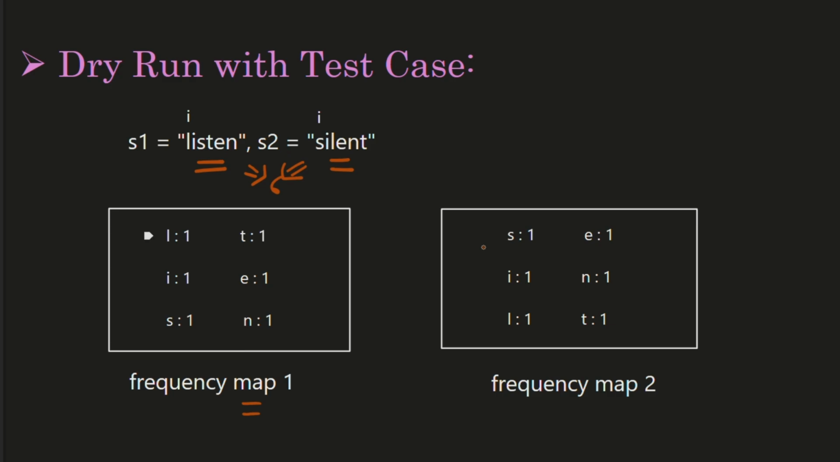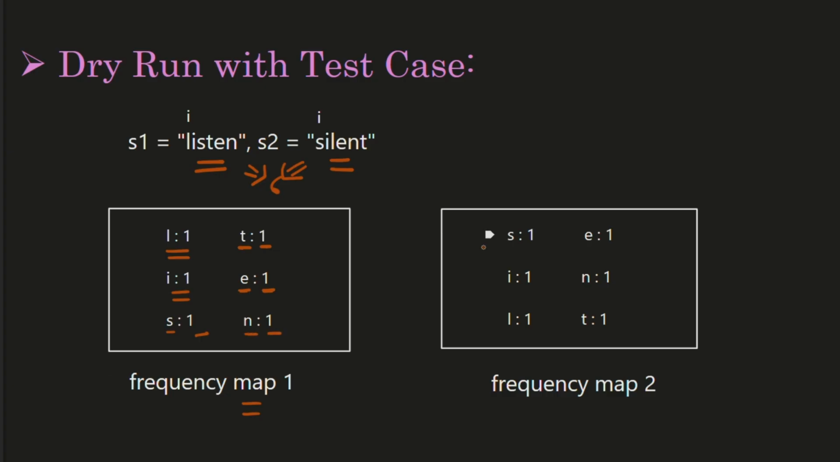L, frequency1 equals L1. I, frequency1 equals I1. S, frequency1 equals S1. T, frequency1 equals T1. E, frequency1 equals E1. N, frequency1 equals N1.